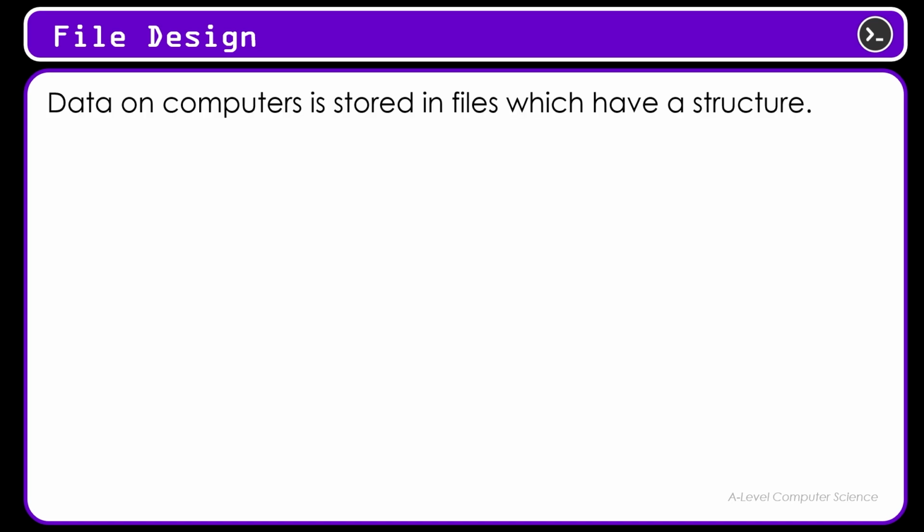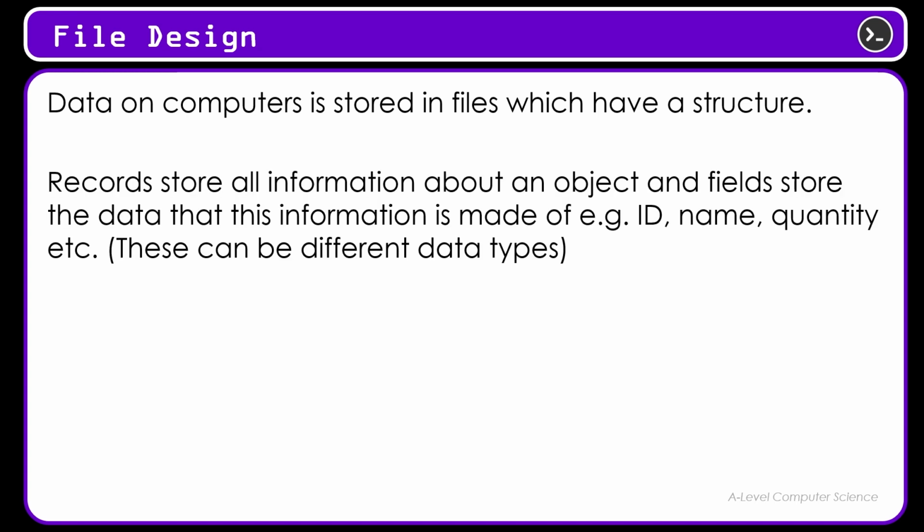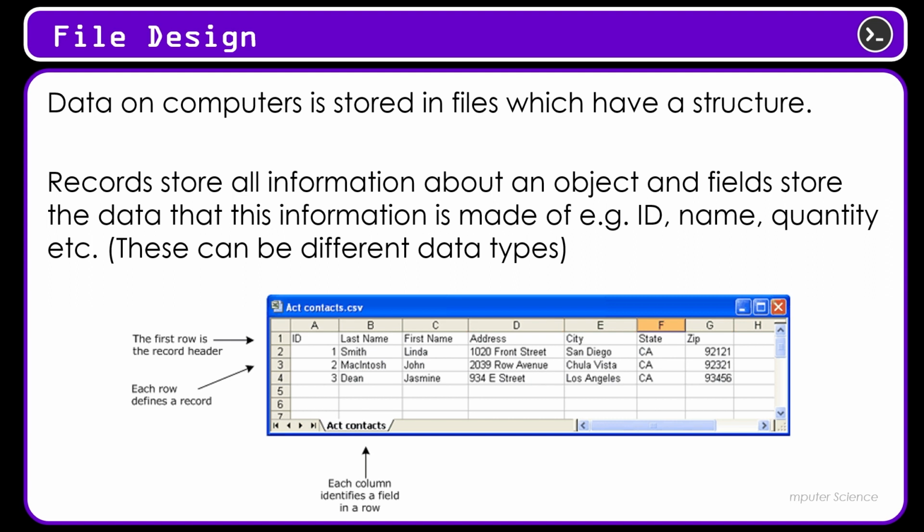Data on computers is stored in files, and they always have some sort of structure. Records store all information about an object, and fields store the data that this information is made of. For example, this could be an ID number, it could be a name, a quantity, etc. But these can be different data types. And in the example on the screen now, you can see that the first row is called a record header, and then each row is a new record, and each column is a separate field within that record.